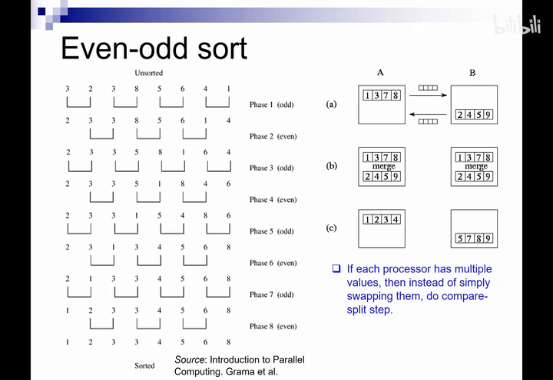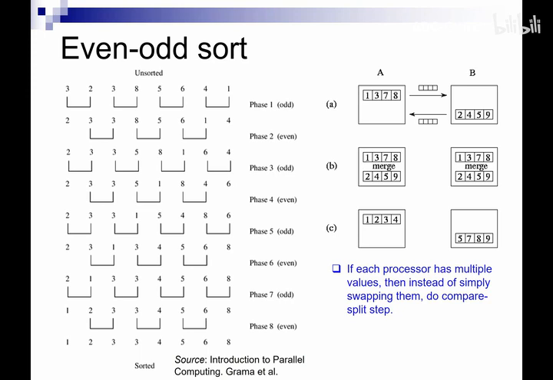So A and B are going to send each other their values. A is going to get B's values and B is going to get A's values. Then you combine all of these values and merge them together, and A is going to take the smaller half of those merged values, and B is going to take the larger half. If you do this, then you can show that if you have n processes, and you run n rounds of this even-odd sort, then afterwards all of the values will be sorted.